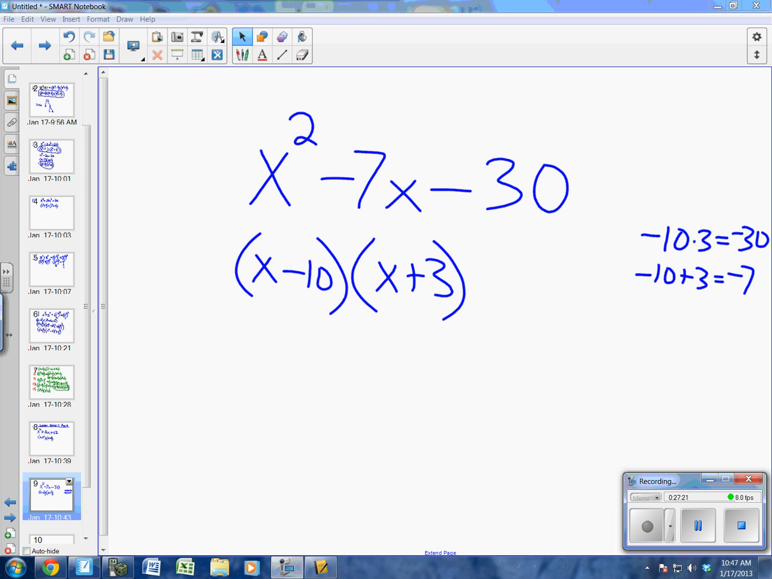Okay, so the answer to this is x minus 10 times x plus 3. Think you can handle that? Okay, let's try another one. Let's try this one.